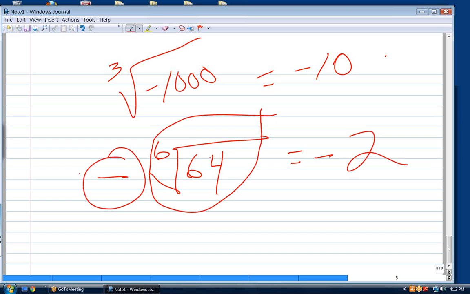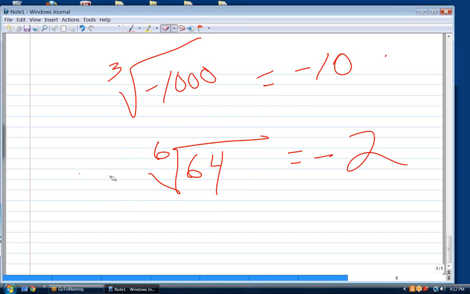Negative 2? This is completely independent from this. It's kind of like when you distribute, yes. But if I said the 6th root of negative 64, can't do that. That's like taking the square root of a negative number. You can take odd roots of negative numbers, but you can't take even roots of negative numbers. So this would not be minus 2. It would be 2i.